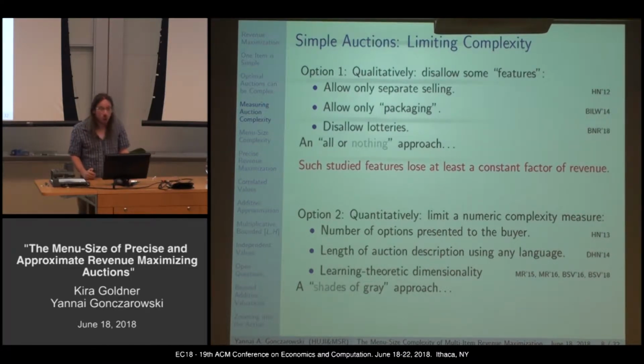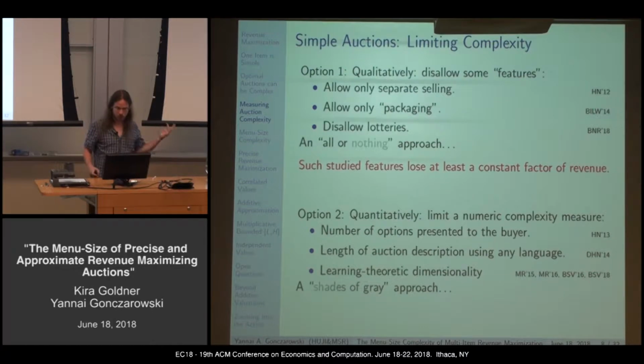Another option is a quantitative one. Instead of saying we don't allow lotteries altogether, you could say we allow a few lotteries instead of many lotteries. So we choose some kind of numeric measure of an auction that we hope captures complexity in some way. And we're going to limit that and say, what can we get for auctions where this complexity measure is not very large?